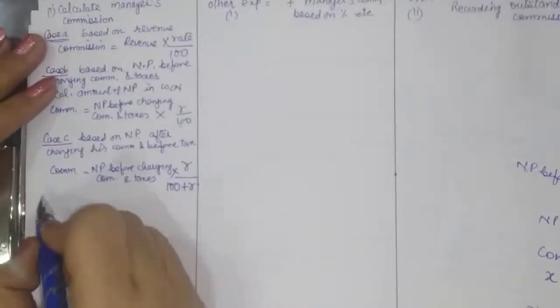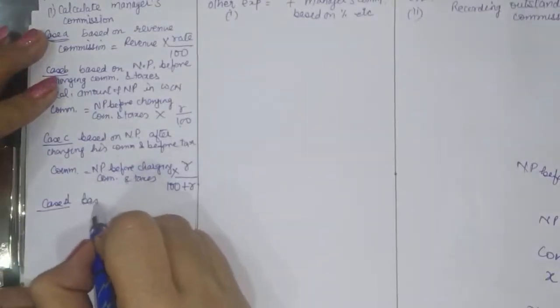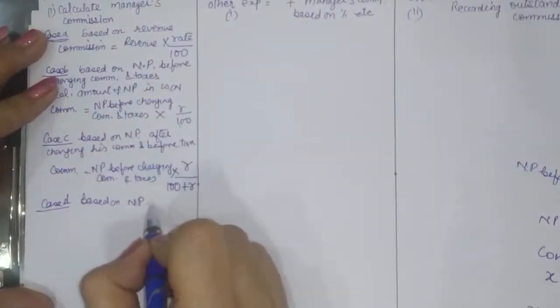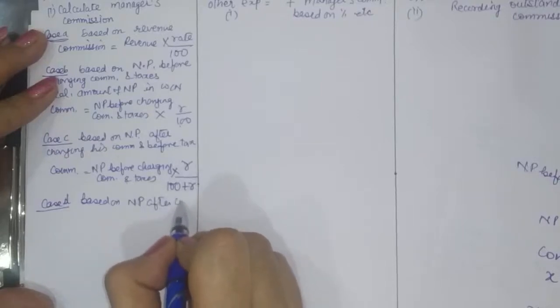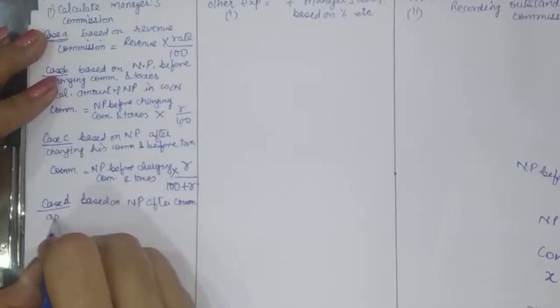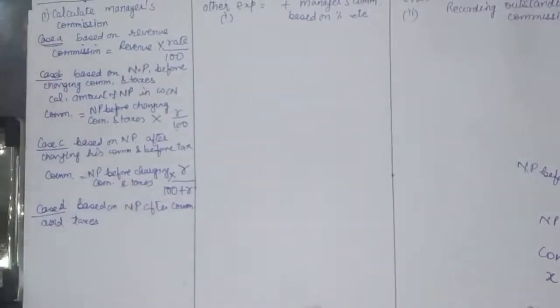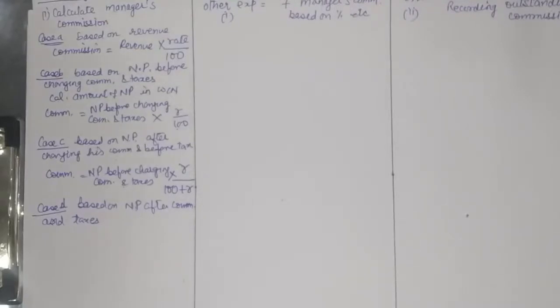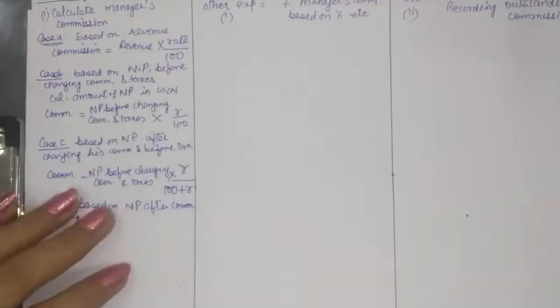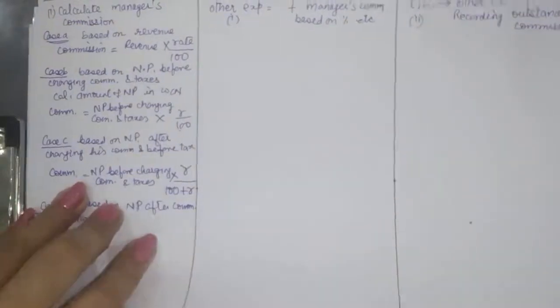Now next case is when it is based on net profit after commission, as we have it here, as well as taxes. So commission is based on net profit after charging his commission and after charging taxes. Now when we include taxes in our calculation, what it implies is that the commission rate will change.